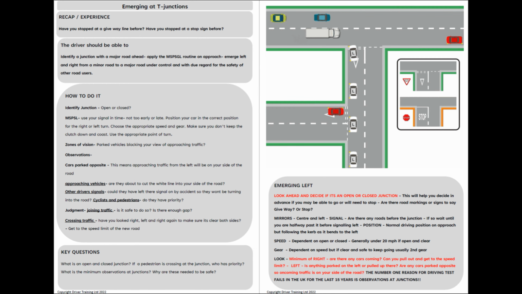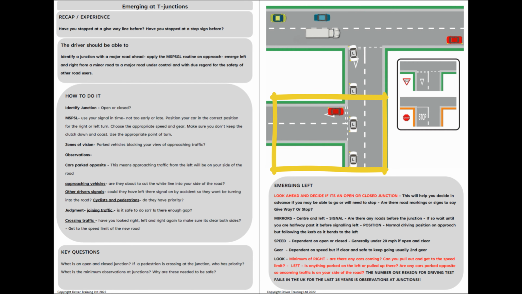So once we've helped them identify it, we can then start to teach them how to deal with it. Now again, because they've done left turns or pulling up on the left, moving off and stopping, you can always ask them, so what mirrors do we use when we turn left or when we pull up on the left? Centre and left should be the answer. You can always ask them why, the importance of both mirrors. Then we can mention signal.